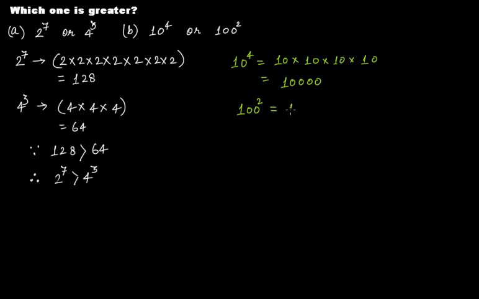Now for this one, this is 100 squared. So this can be written as 100 times 100. And if you multiply this, again we have 4 zeros, so this is 10,000. This is also 10,000. So clearly these two numbers are actually equal. Therefore 10 raised to the power of 4 is equal to 100 raised to the power of 2.